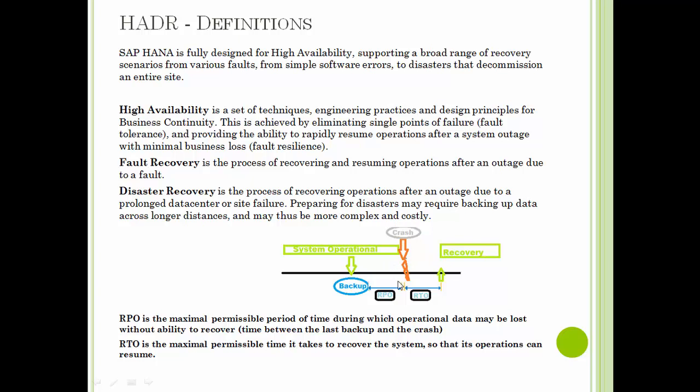And next, the time from the crash point to the point where we recover the system is termed the RTO. By RTO, we mean the maximal permissible time it takes to recover the system so that operations can resume. So we have to make sure RPO and RTO values are kept as low as possible. To achieve this, disaster recovery uses various techniques.